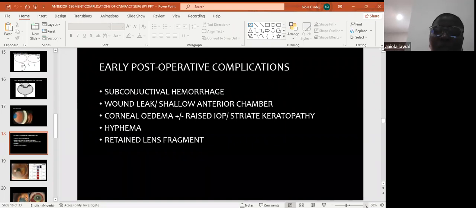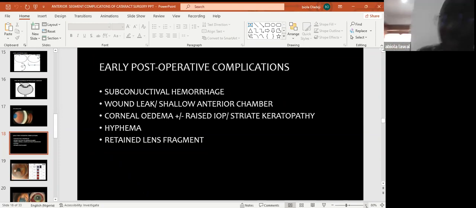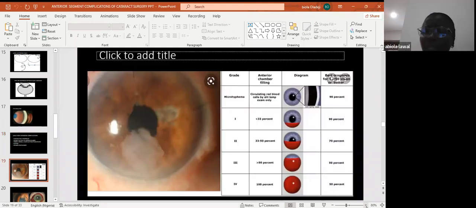So hyphema can result from trauma to the iris, as mentioned earlier. And the degree of hyphema affects the management, what you do to manage it. In the immediate post-op period, with a full chamber hyphema, or over 50%, you have to go back to do a washout. When it's less than 30%, less than a third of the anterior chamber space, and the intraocular pressure is not so bad, it can get absorbed by itself.